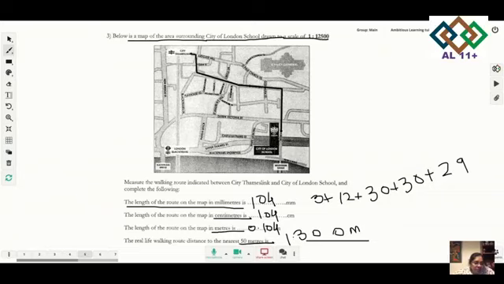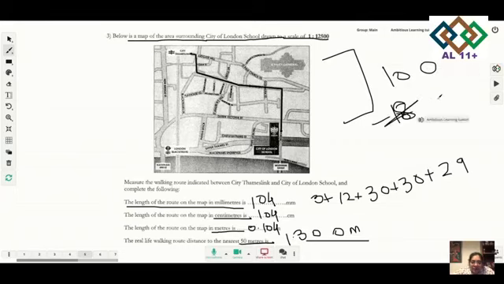So if you're getting your answer in this one between 100 to 108, you're fine. They're saying the answer should be between 100 to 108 mm. That should be your answer, it should be between these two.